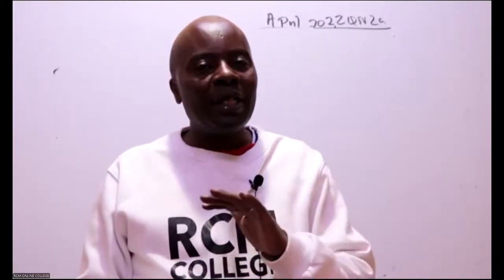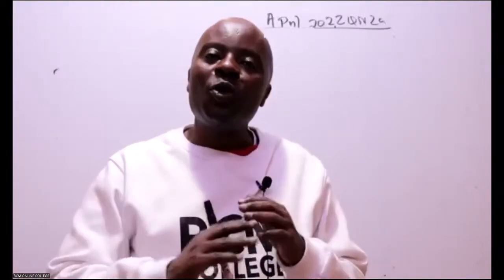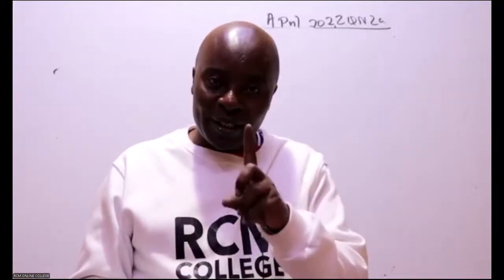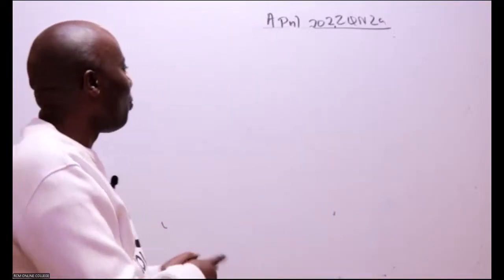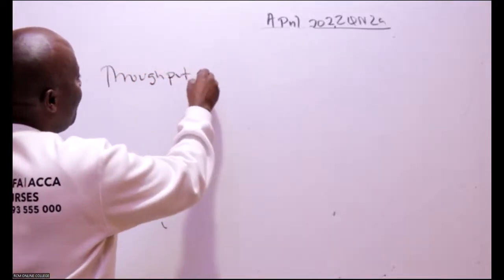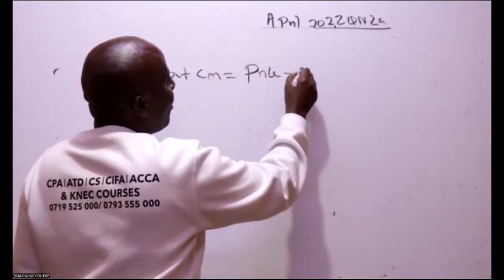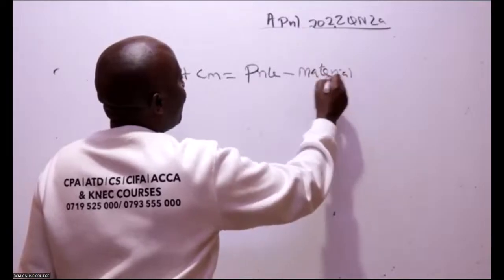So according to them, at the end of the day, labor will become fixed and the total overhead will become fixed. When you are very small, your payroll will keep on fluctuating. But as you grow, that payroll will be fixed. The bigger part of it will be fixed. That is the concept of throughput. So that is why under throughput we have what we call throughput contribution margin. To get throughput contribution margin, you will take price minus material cost.